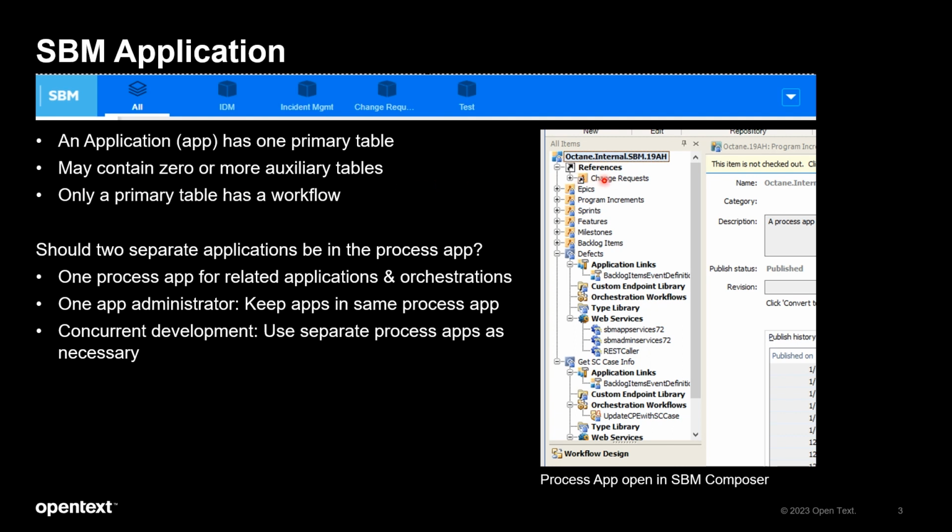Take a look at the image to the right. Here, we needed to integrate with an unrelated change request application to close our information loop. To do that, we added a reference in this Process app to the Process app that contains the change request application. See the SBM documentation for more on application references.